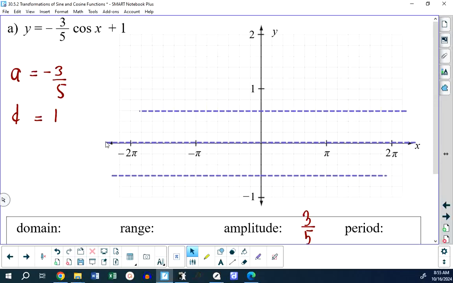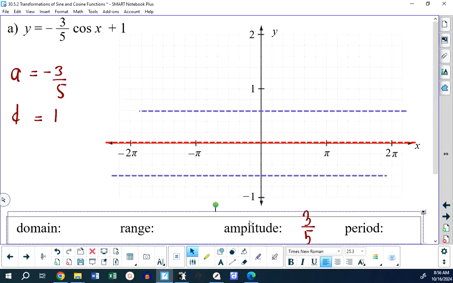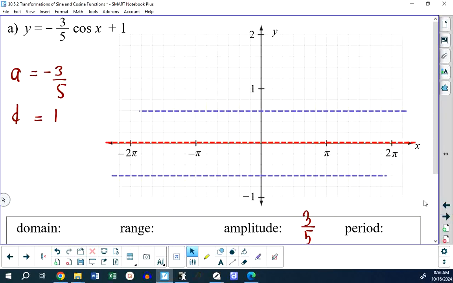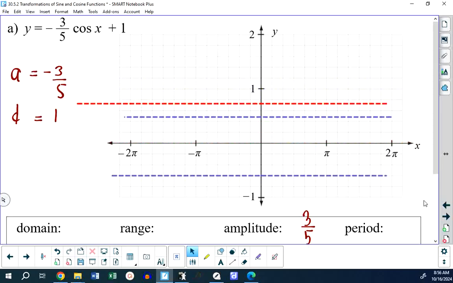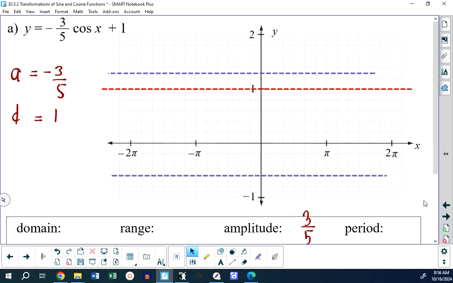And then, forget about what we're going to draw. We would draw that, but then it gets shifted up 1 unit. But what that means is that the middle of the graph is going to be at 1. If I take these three horizontal lines, and if you like, I'll change the color of the middle line, and I translate them up one, because they're enclosing the graph, the result is the following. The middle of the graph is going to be at 1, and it's going to have an amplitude of 3/5.